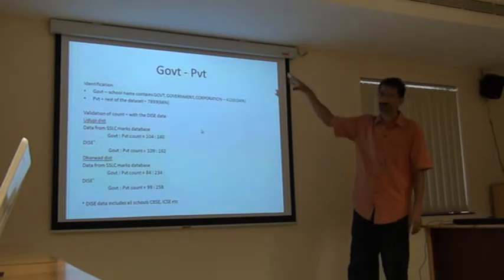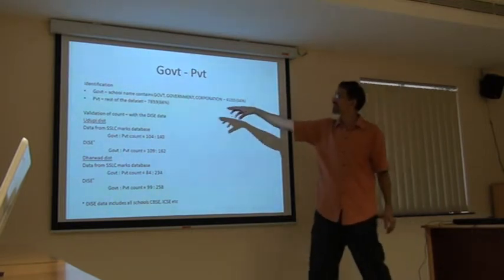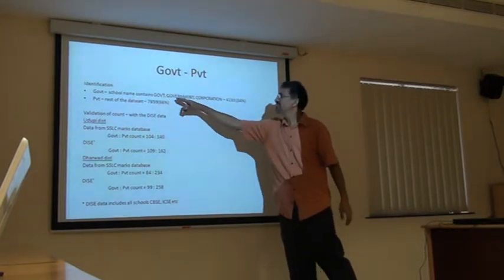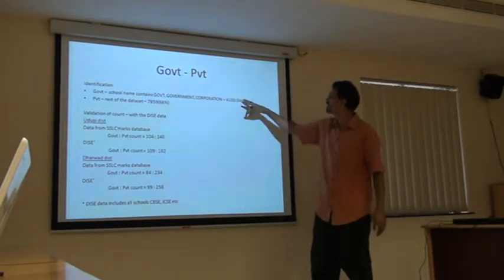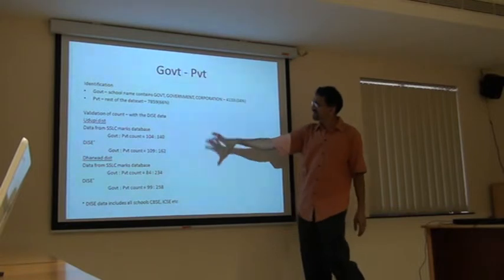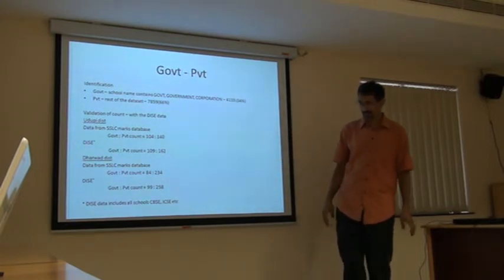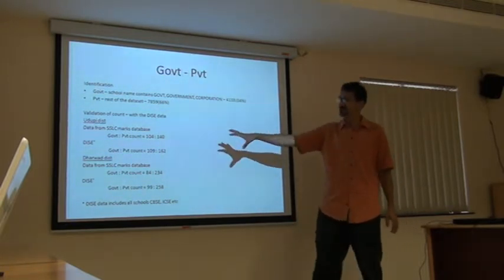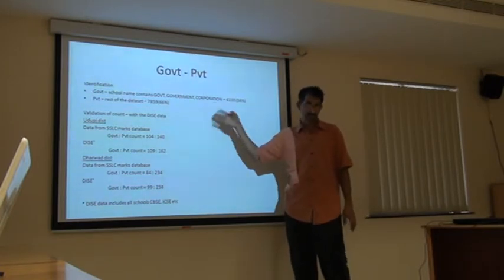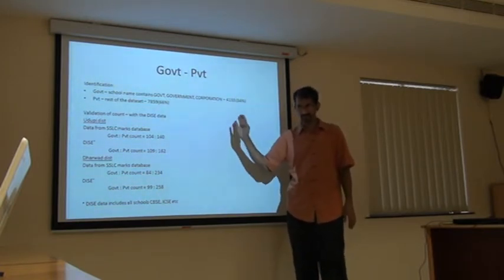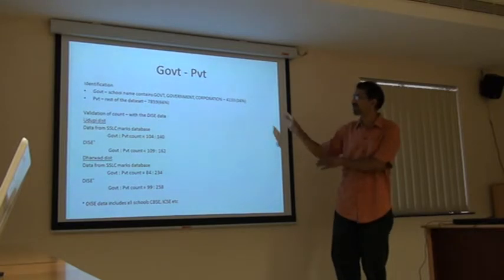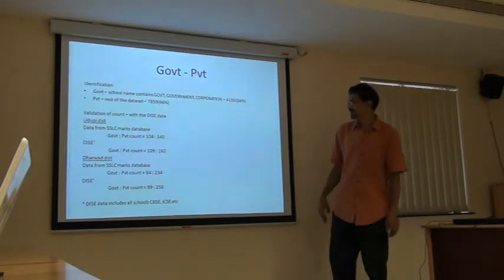Similarly, we took government and private schools. To identify this, we looked for GOVT or government or corporation, which gave us about 34%. Again, it validates fairly well with what we have, because the DISE gives you detailed counts per district of government schools and aided and unaided schools, which all come under private for us. Okay.